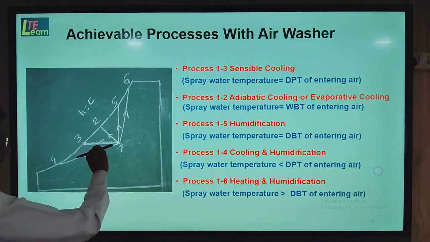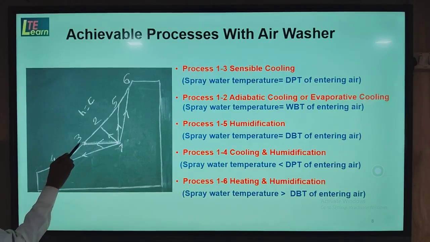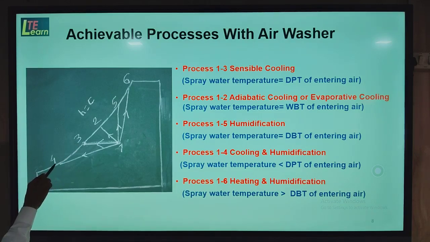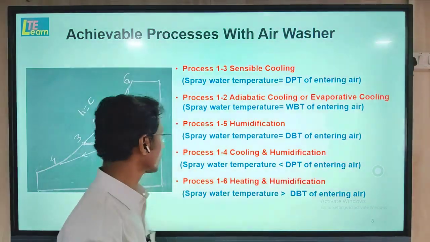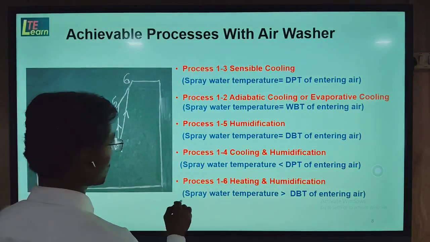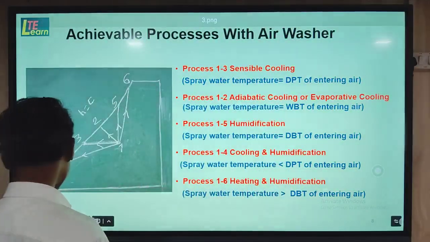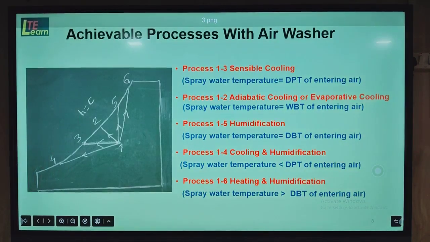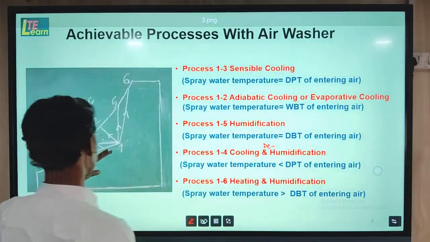Now this is the 1 to 4 process, where point 4 is below point number 3, which is the dew point temperature. When the spray water temperature is below the dew point temperature of the air, this 1 to 4 process takes place. That is cooling and dehumidification. So process 1 to 4 is cooling and dehumidification.